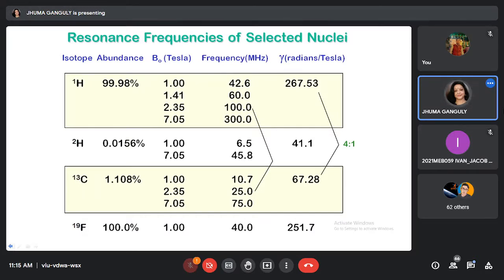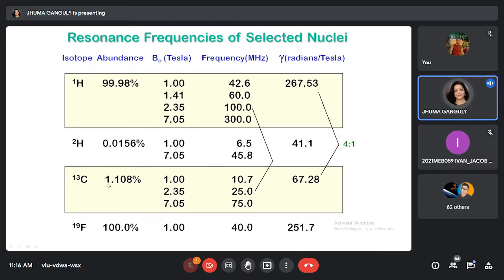This is a general presentation of the resonance frequency of the selected nuclei. Here the isotope abundance is very important, and that's why I want to share this slide. The proton is 99.98% in each molecule, but you see the others are less. Even 13C is 1 point something. If you want to resonate the proton, it takes a few minutes to identify the peak, but sensitivity is higher for proton because its abundance is 99.98%, almost 100%.